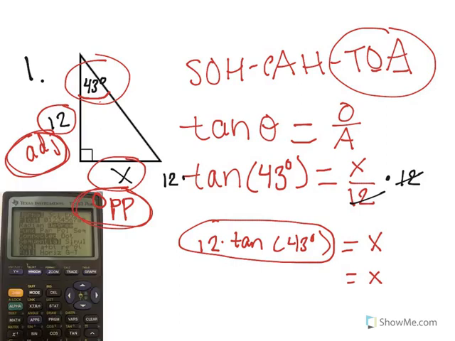Before we put this in our calculator, you need to look at your calculator and find the mode button. When you hit the mode button, you need to make sure that degrees is lit up and not radians, because we're dealing with degrees, 43 degrees. If your calculator is in what's called radian mode, you're going to get the wrong answer.